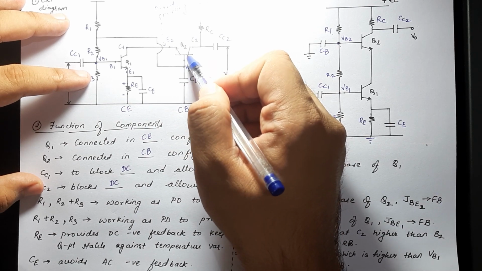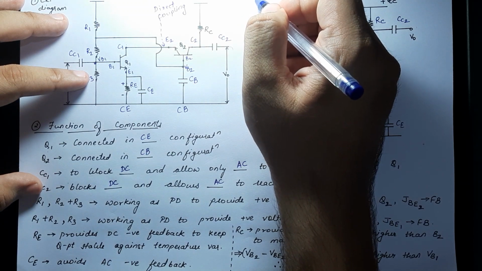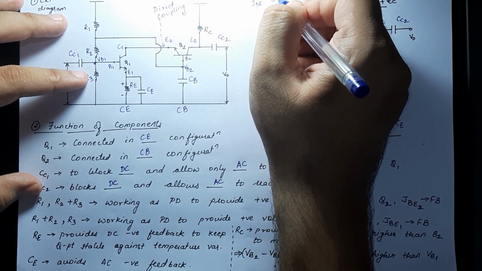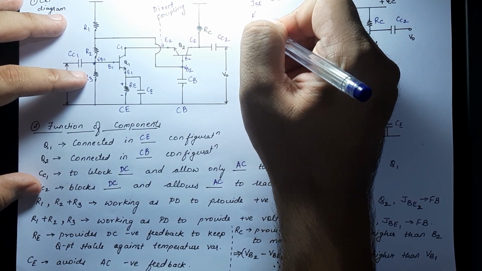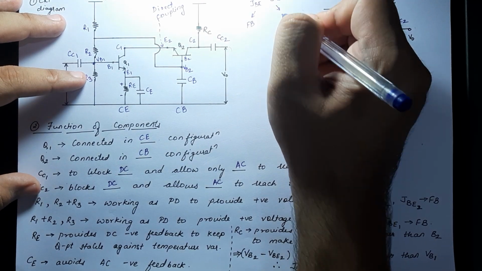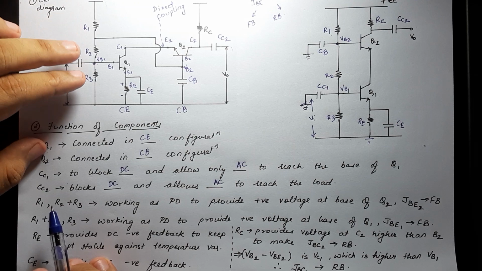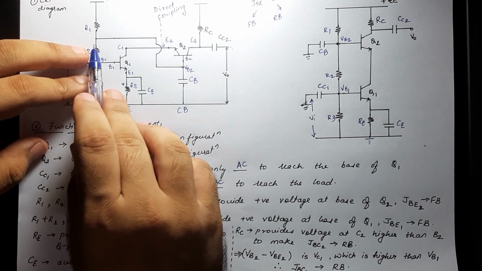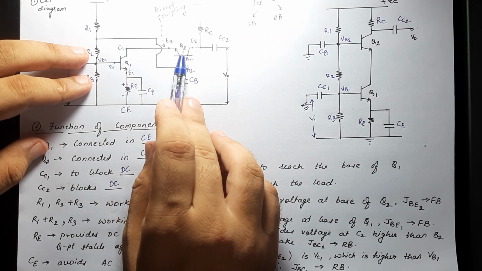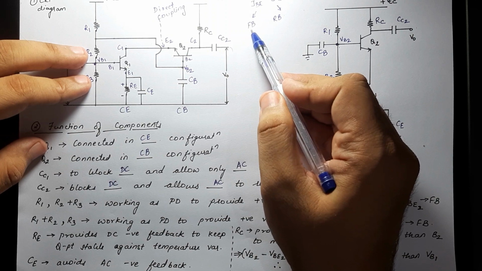That means the junction JBE2 over here will be forward biased. Always remember, for a transistor to work as an amplifier, we have two junctions, JBE and JBC. JBE should be what, everyone? It should be forward biased, and JBC should be reverse biased. Now R1 and the combination of R2 plus R3 is providing positive voltage to the base of the second transistor. Also it is allowing the junction JBE2 to be forward biased.